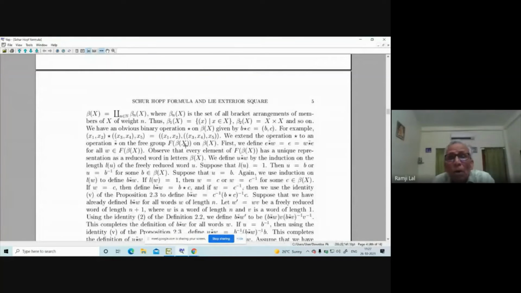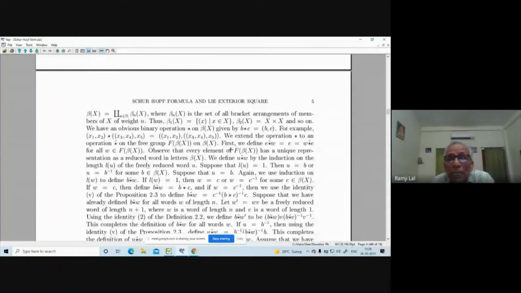So what is the operation? On βX we have an operation star, which is, say, b star c. You just enclose the brackets: b is a bracket arrangement and c is a bracket arrangement. So this is another bracket arrangement of weight m plus n, where m is the weight of b and n is the weight of c. So this is already an operation on βX with respect to weight. It's not a monoid. It's just what one calls a magma, a free magma. So these are the things which you have here.